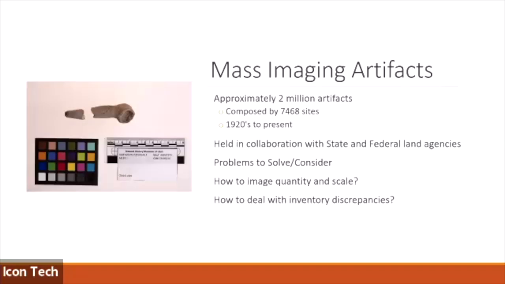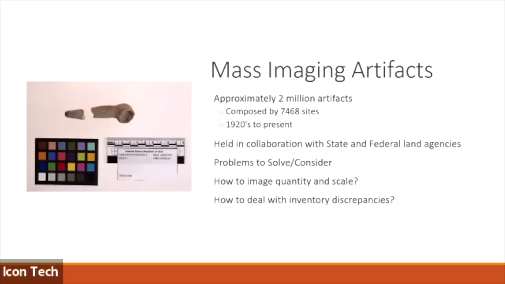Our other big issue outside of this, because I'll tell you the problems and the benefits of barcoding things later, is mass imaging archaeological artifacts. We have approximately 2 million artifacts composed of about 7,500 sites collected from the 1920s to present within the state of Utah, held collaboratively with state and federal land agencies, with many problems to consider.